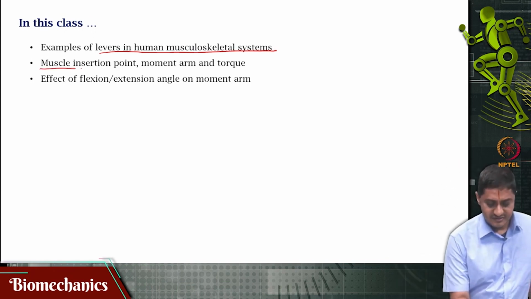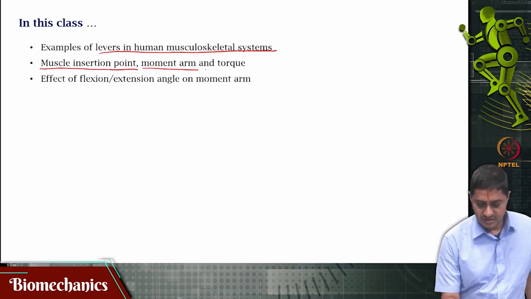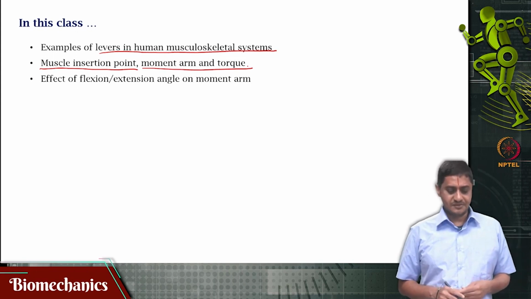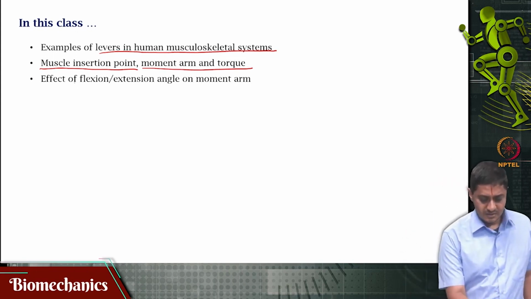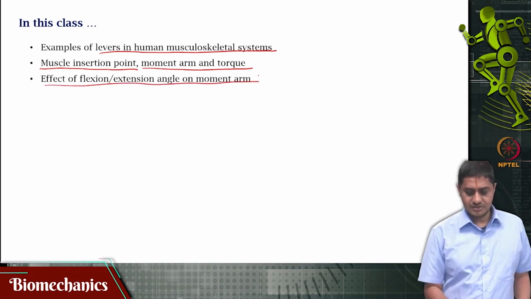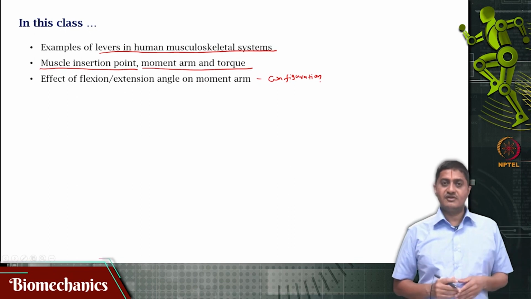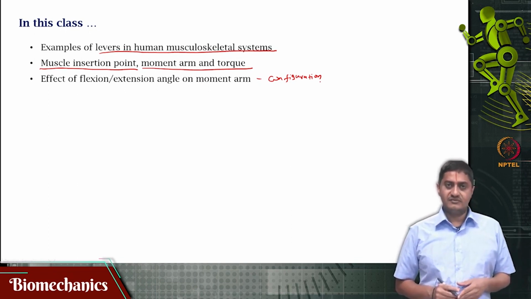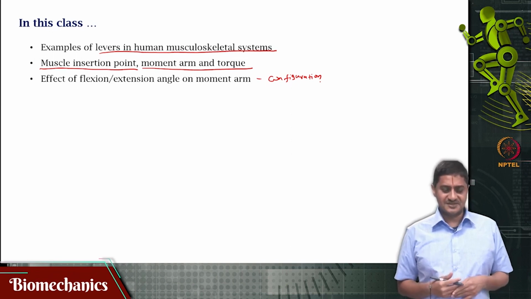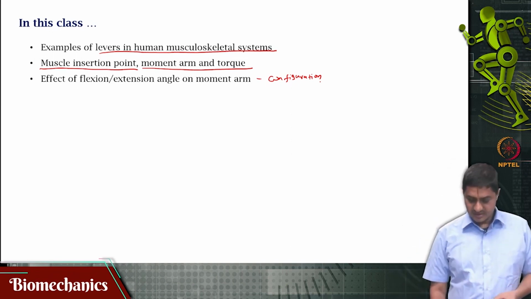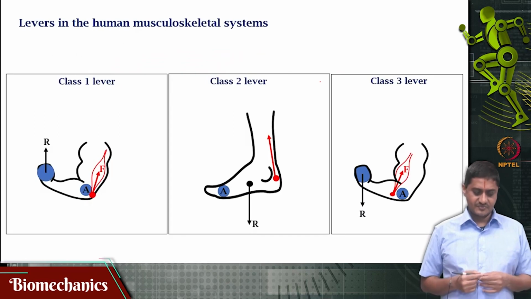What is a muscle insertion? What are moment and torque? And how a change in the configuration can affect the moment and further the force that needs to be produced by the muscle. Okay. Consider a couple of examples.